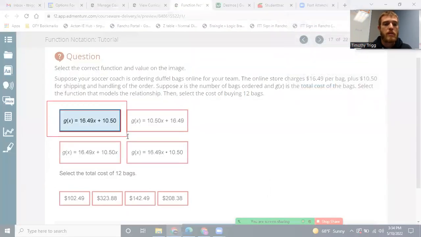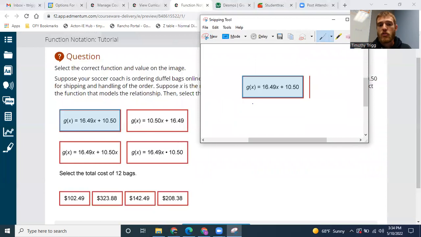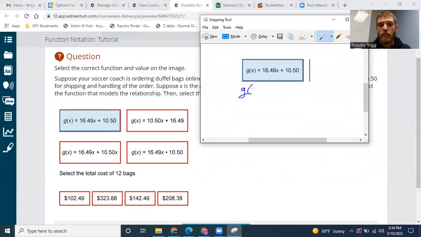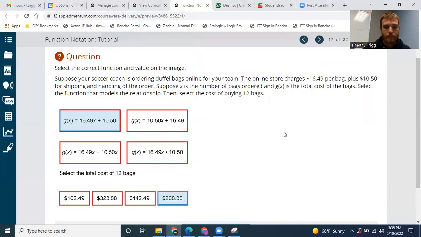Now, they also want to know what's the price of buying 12 bags. So in that case, we're finding g of 12, replacing the x with 12. So that's going to be $16.49 times 12. Again, replacing the x with 12 plus $10.50. All right. Hopefully you have your calculator ready. Okay. 16.49 times 12 plus 10.5, 208.38.